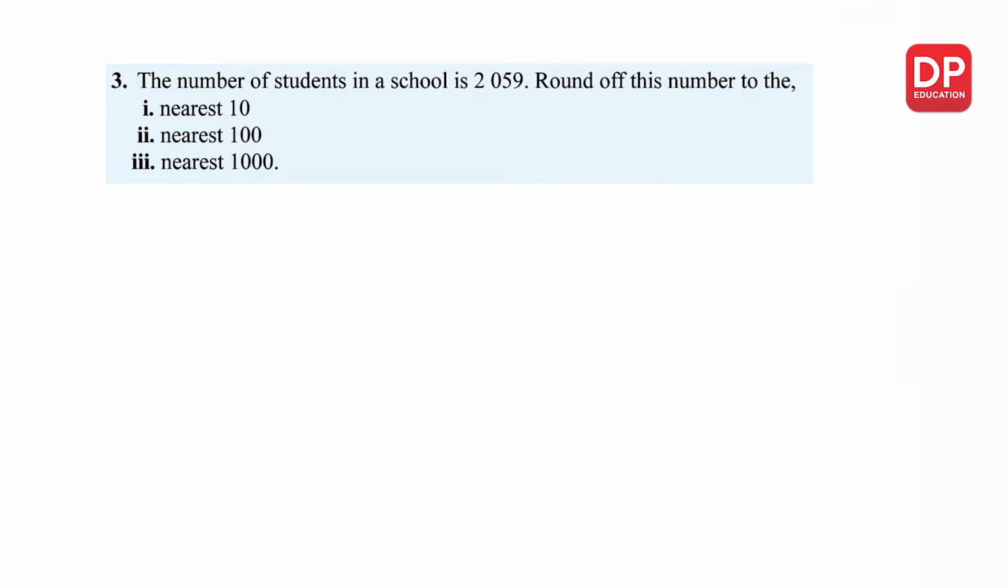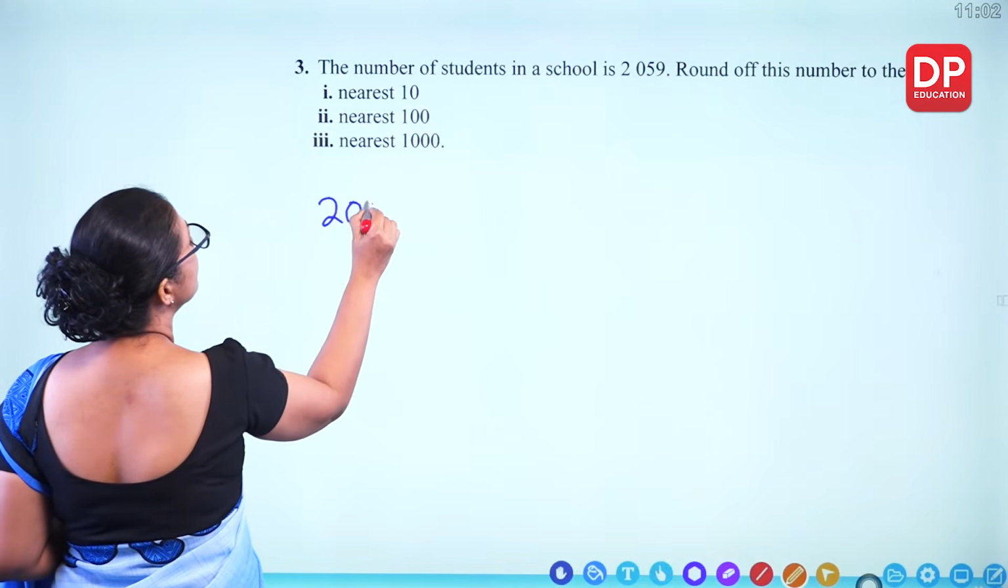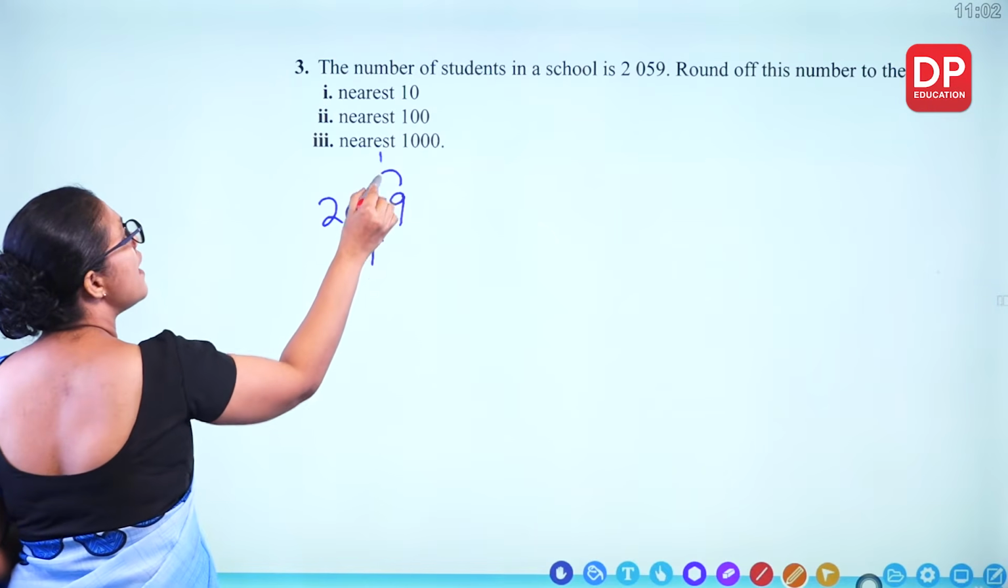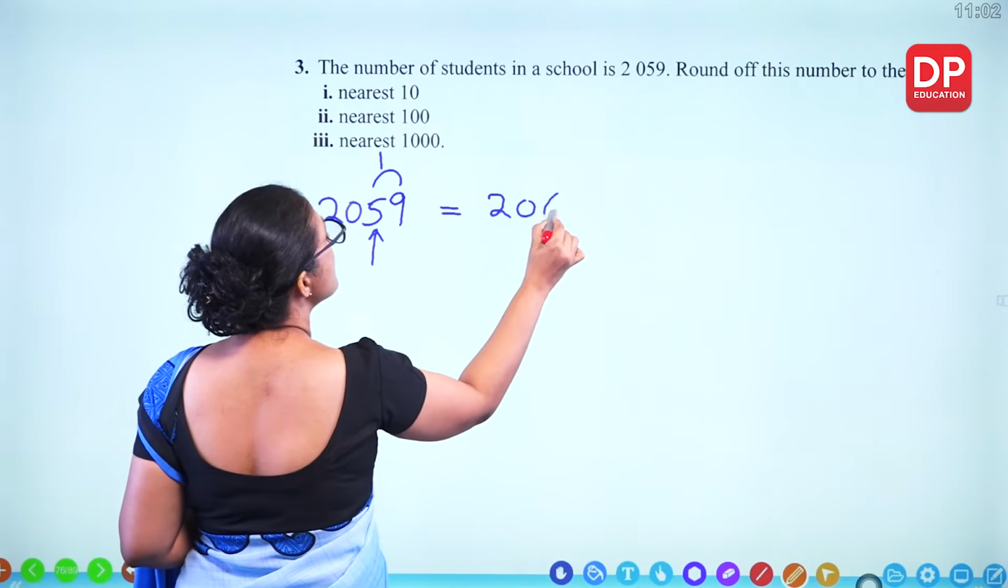Question number 3. The number of students in a school is 2059. Round off this number to the nearest 10. Nearest 10, this number. More than 5, add 1. So what's the number? 2060.